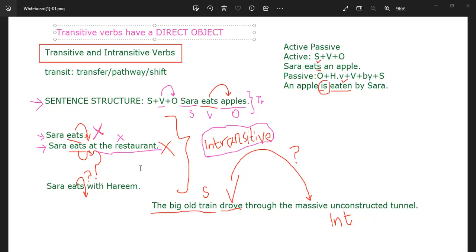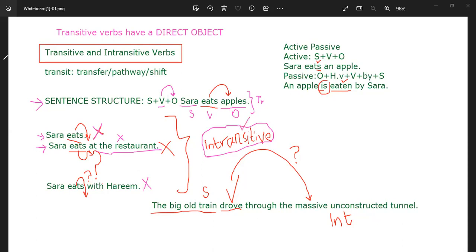The next one, Sarah eats with Harim. Is Sarah eating Harim? No, we do not know eat का action किस चीज पे transfer हुआ. We have no idea what she ate. So again, this is not transitive. This verb again is not transitive. These three are intransitive verbs.